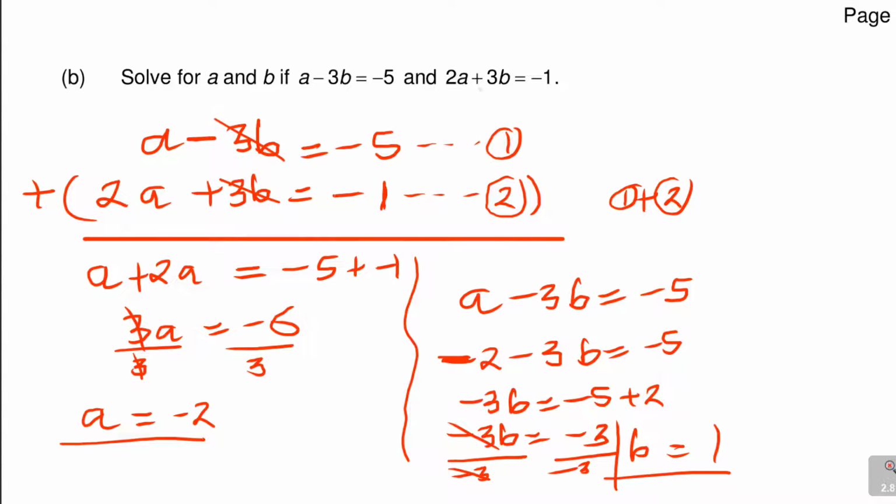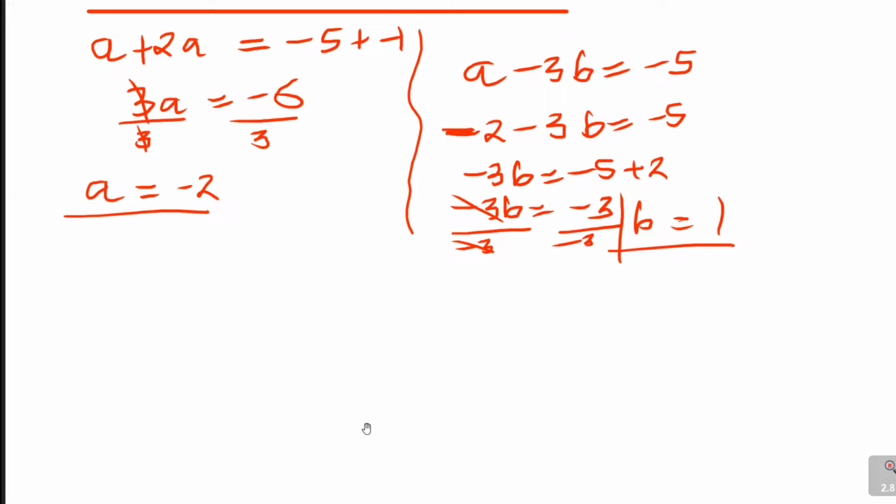You go and test it here. Where there is a, you put minus 2. You test it in the one that you never used. Where there is b, you put that. If it gives you the answer, then you're correct.